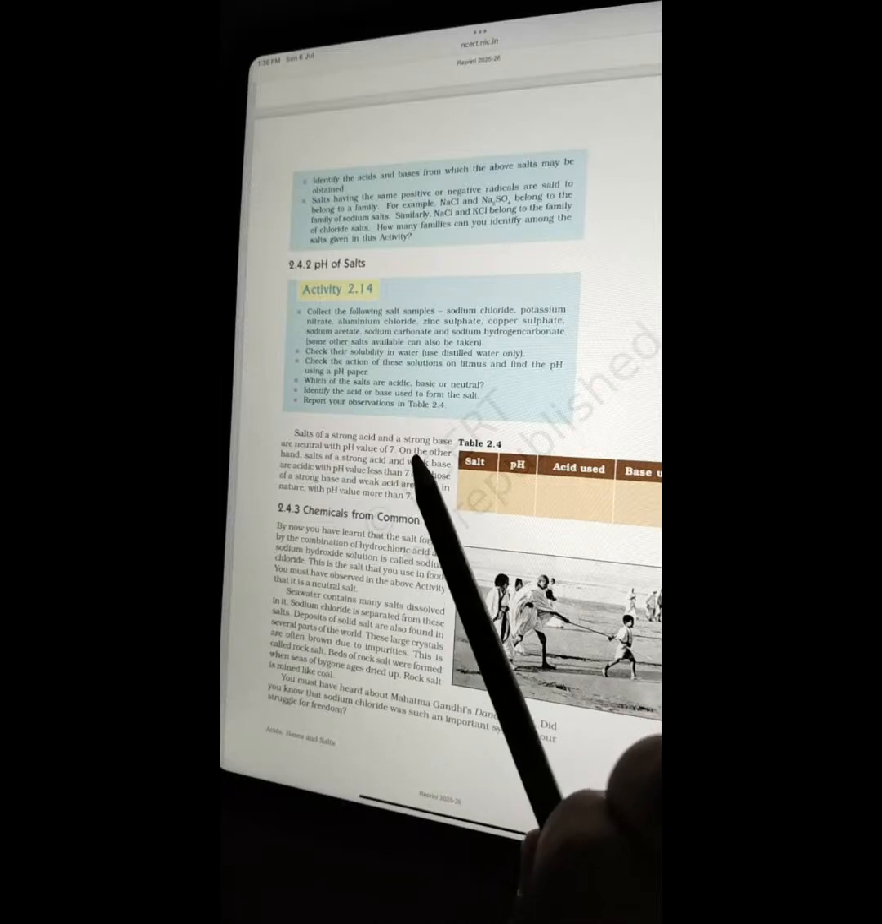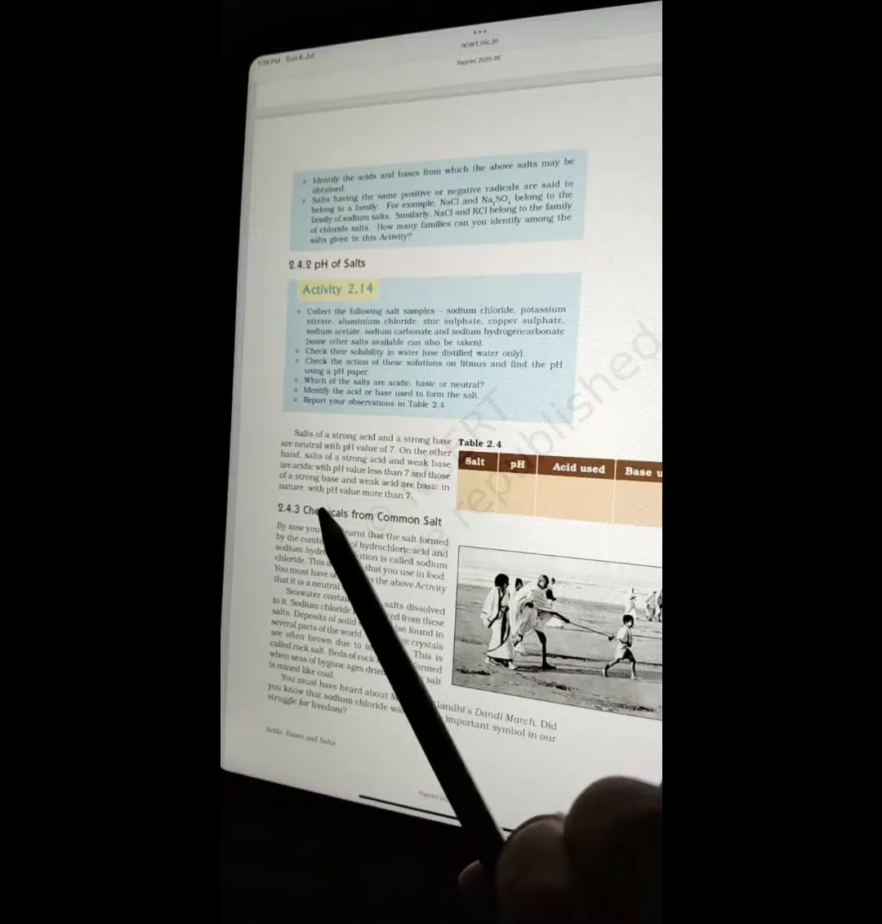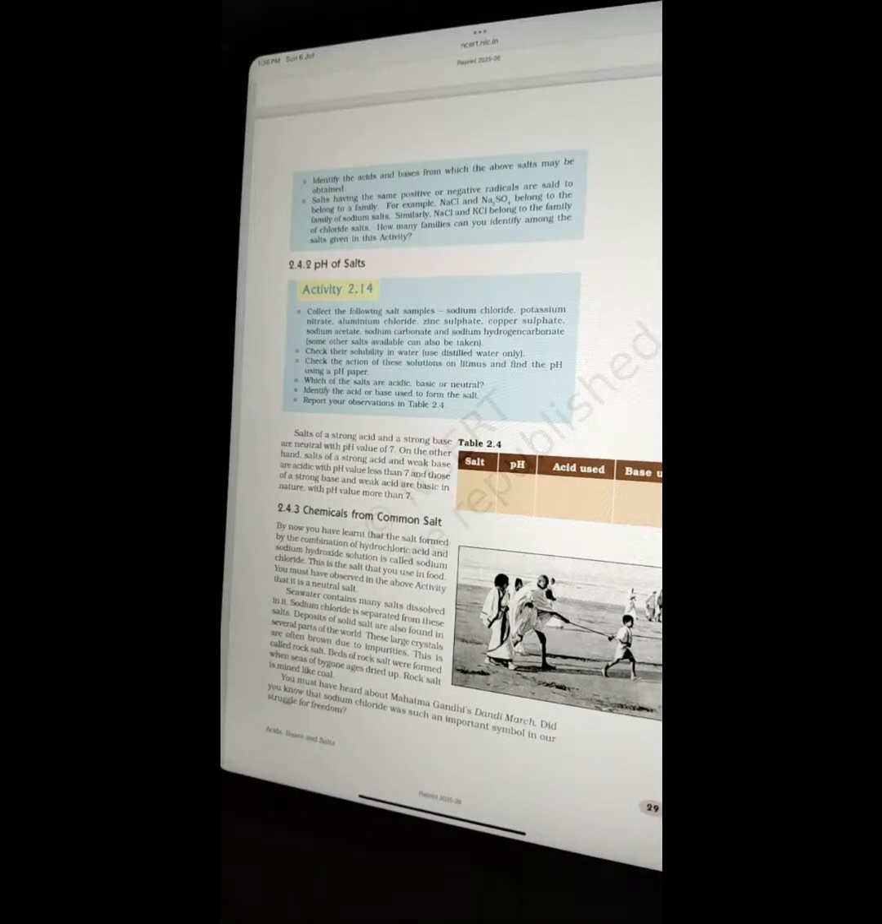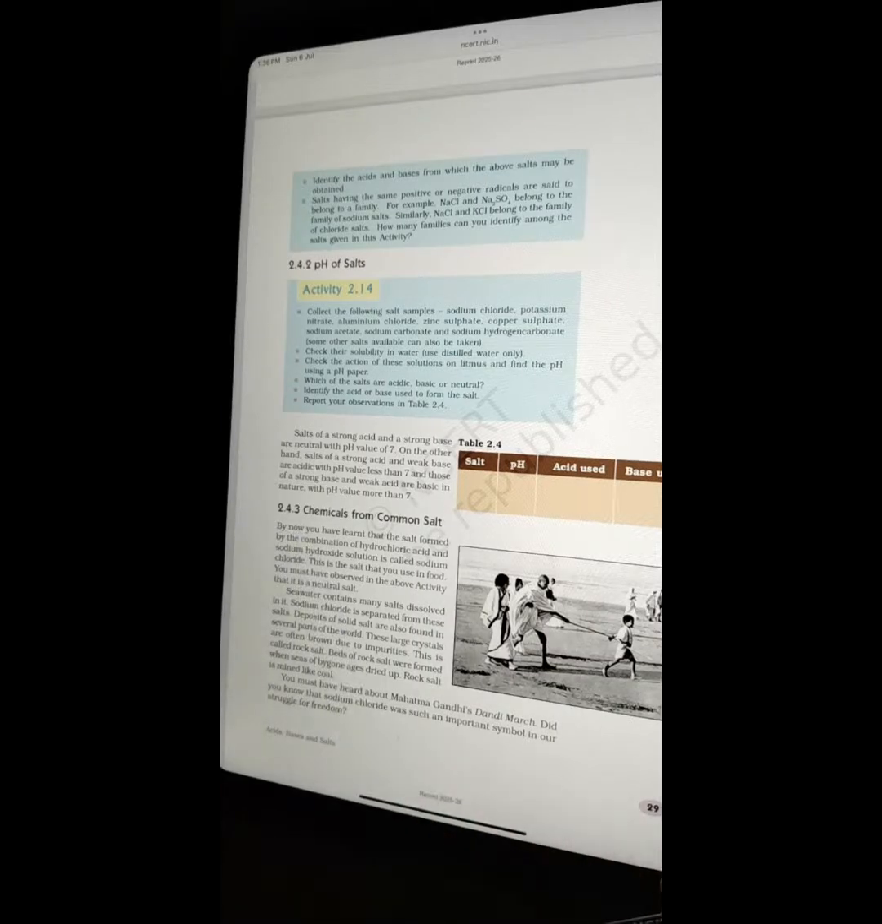Salts of a strong acid and a strong base are neutral, with a pH value of 7. On the other hand, salts of a strong acid and a weak base are acidic, with a pH value less than 7, and those of a strong base and a weak acid are basic in nature, and the pH value is more than 7.